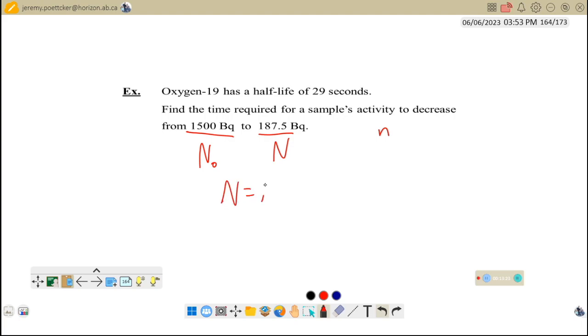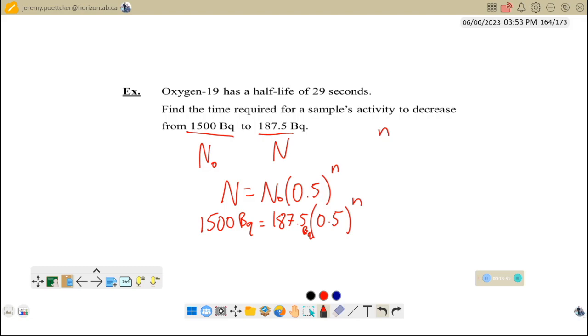N is equal to N naught times 0.5 exponent N. 1,500 becquerels is equal to 187.5, and this 187.5 should also have units of becquerels. My apologies. All right, well, I'm going to get the 0.5 to the nth power by itself. So I'm going to divide both sides by 187.5. That gets rid of all of my units. And 1,500.